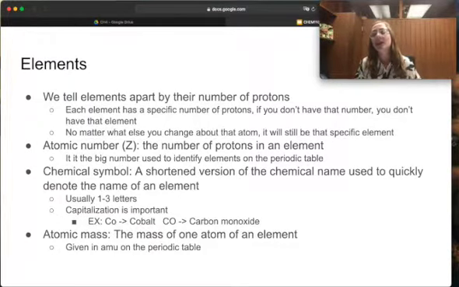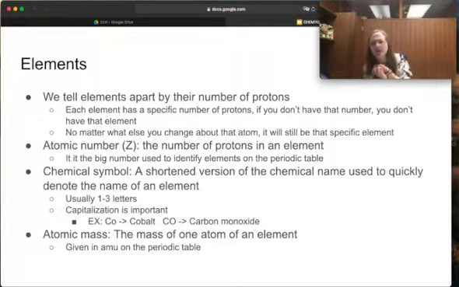So now that we've spent a little bit of time talking about our subatomic particles, let's talk about what we do with them. We've been talking about atoms and elements. We know that elements are pure substances. We know that they're made of matter. We know that elements are made up of one type of atom.